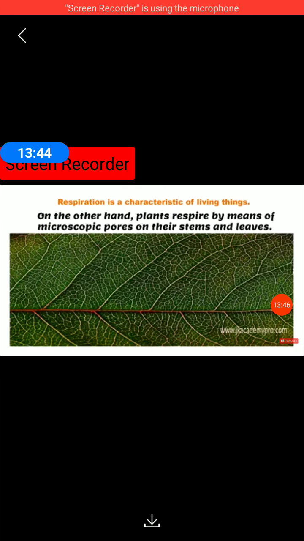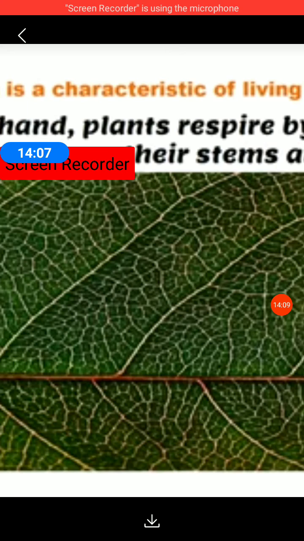Now we have studied how animals respire. Now how will plants respire? Obviously they need the respiration process because they are living things. Plants respire by means of microscopic pores on their stems and leaves. We cannot see these with the naked eye, but the plant has small pores in it. Can you zoom? I'm zooming in. You can see the white pores. So these are microscopic pores.